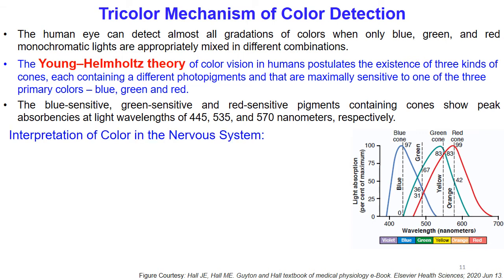Let's see how the nervous system can interpret the colors. We can take an example of a color from our visible spectrum, let's say orange.